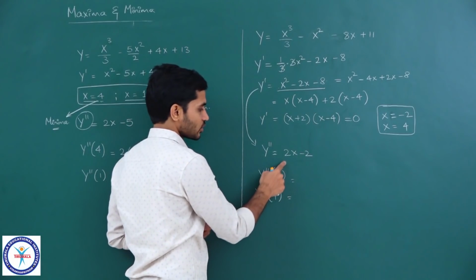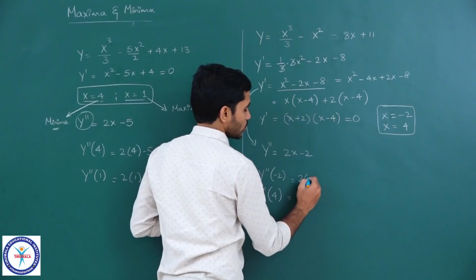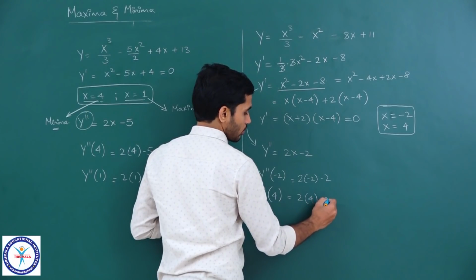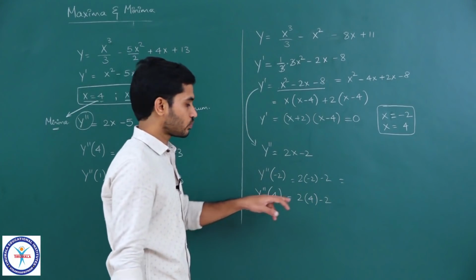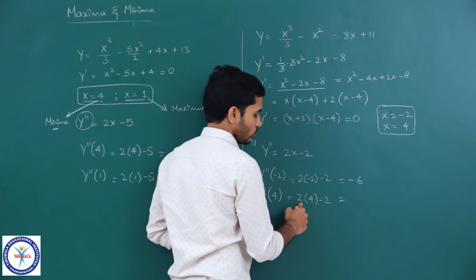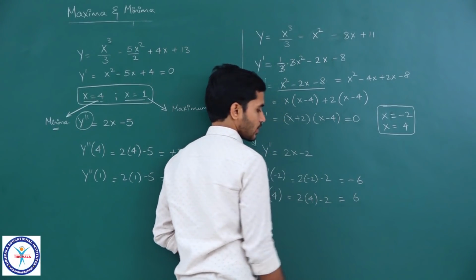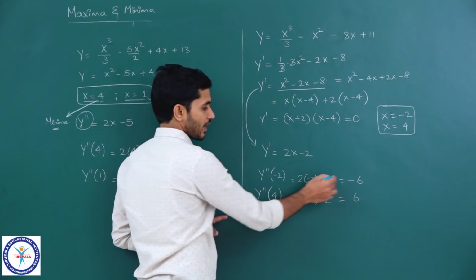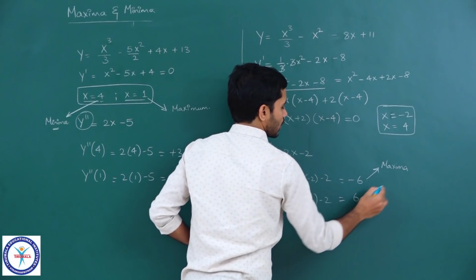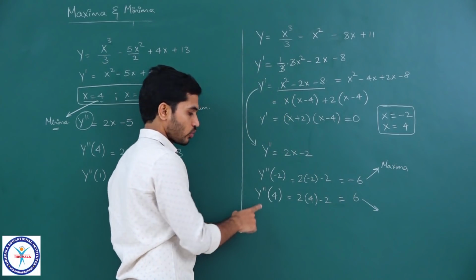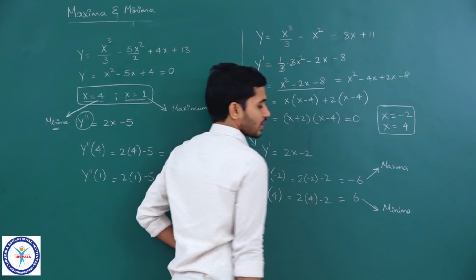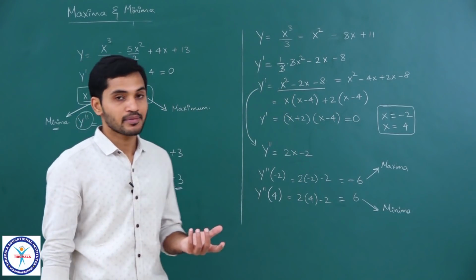What is y double dash at minus 2? When I substitute minus 2, I get 2 into minus 2 minus 2. When I substitute 4, I get 2 into 4 minus 2. So, 2 into minus 2 is how much? Minus 4 minus 2 is minus 6. 2 into 4 is 8 minus 2 is 6. So, you can observe clearly that here we have negative, negative corresponds to maxima, and here we have positive, positive corresponds to minima. Clear, students? That is how we identify maxima and minima.